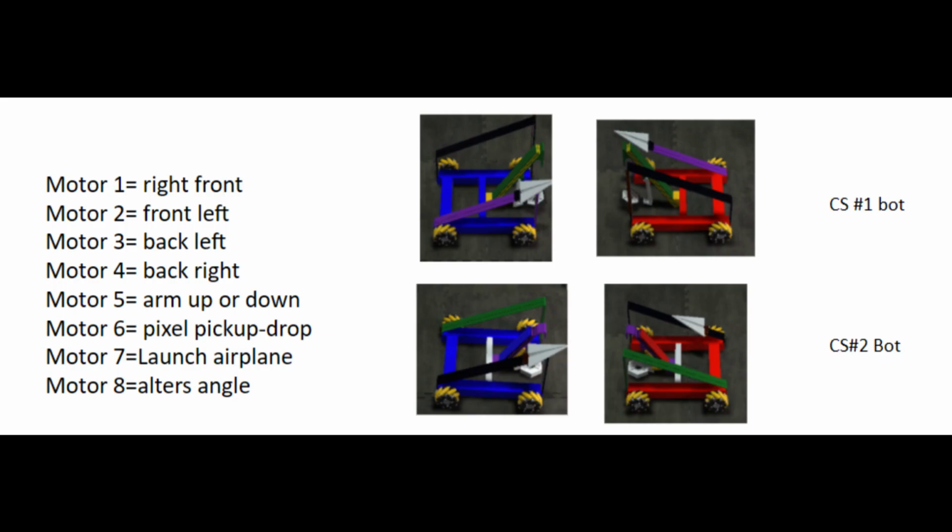The app uses 8 different motors to control various mechanisms and functions. Motor 1 controls the right front wheel, Motor 2 the front left wheel, Motor 3 the back left wheel, and Motor 4 the back right wheel for driving the base. Motor 5 moves the robotic arm up and down. Motor 6 controls a system to pick up and release game pieces. Motors 7 and 8 relate to launching and adjusting the angle of an airplane for a separate game function. The first 4 motors handle driving, while motors 5 and 6 manage game interactions. The last 2 motors enable an aerial launching ability.